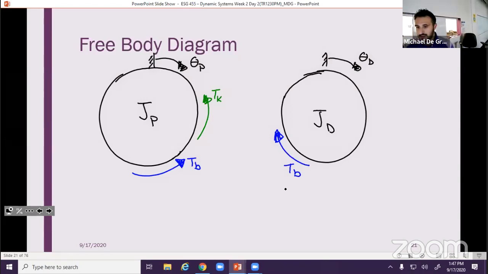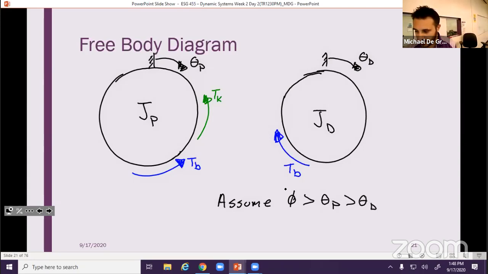And so this torque has to be opposing this motion, which means that because they're rigidly connected, this torque has to be equal and opposite to the other one. Does that make sense? Yeah, that makes a lot of sense. Cool. And so we said assume phi greater than theta p greater than theta d, which would also imply that phi dot is greater than theta dot p greater than theta dot d.